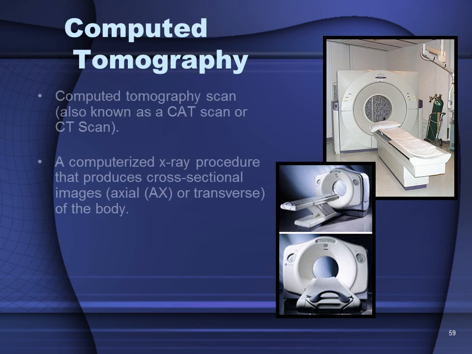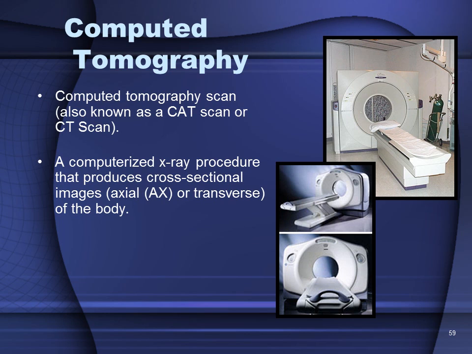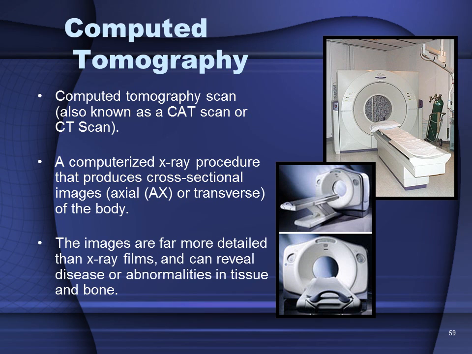Computed tomography, or CT scan, also known as CAT scan, is a computerized X-ray procedure that produces cross-sectional images, axial images, transverse or horizontal images of the human body. These images are far more detailed than X-ray films and can reveal disease or abnormalities in tissues and bone. The procedure is usually non-invasive and brief. However, contrast agents may also be used during the CT scan.